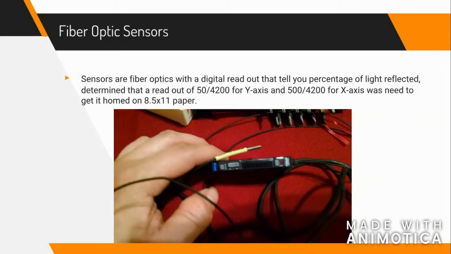Fiber optic sensors were used to home the CNC machine. From what we interpreted, the sensors recorded the amount of light reflected back out of 4200. Based on trial and error, we determined that 50 out of 4200 was good enough for the y-axis and 50 out of 4200 for the x-axis. And that landed us right where we wanted to be for the 8.5 by 11 paper to do our path calculations on our grid, which will be explained later in our slides.